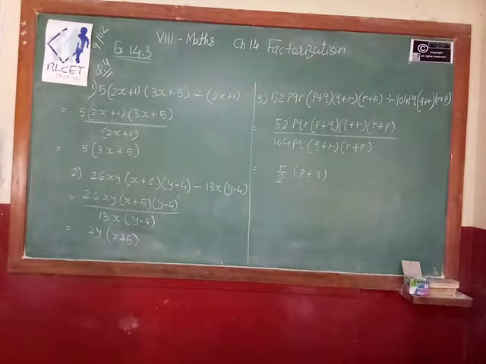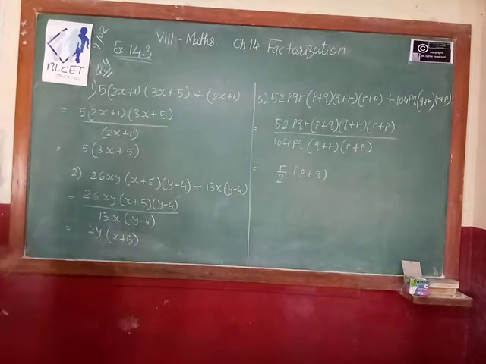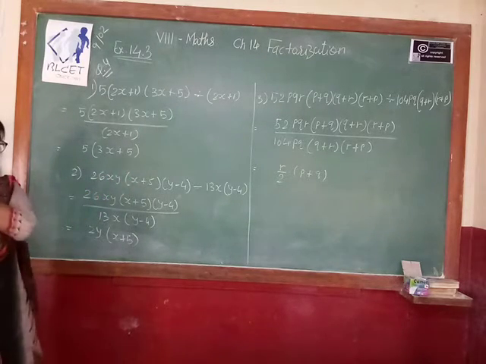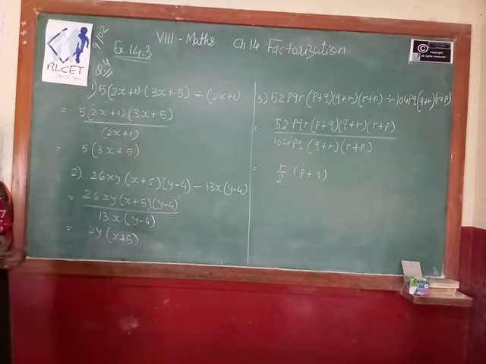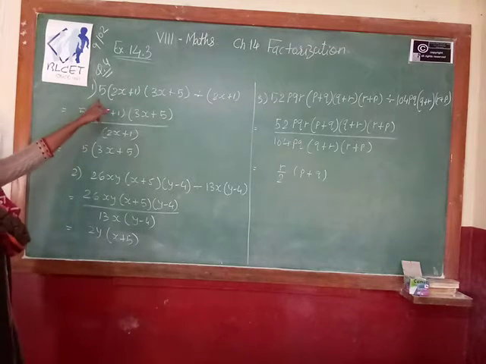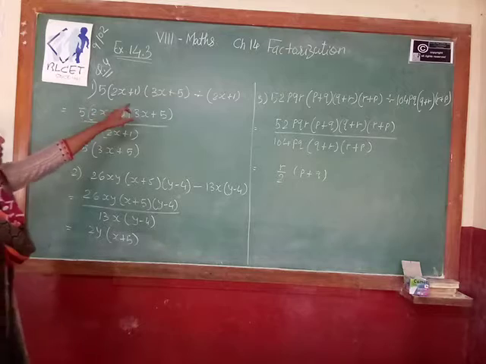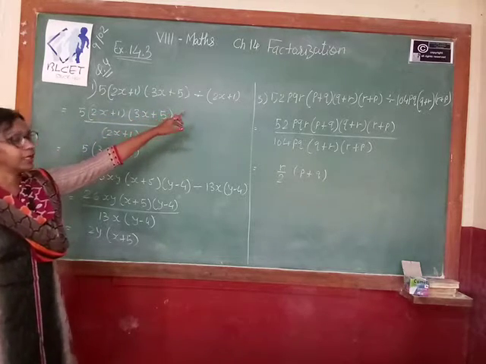Now see question number 4. It's very simple. I have already solved all questions. Two questions are left. Those questions you have to try to do by yourself. First question: 5(2x + 1)(2x + 5) divided by (2x + 1).